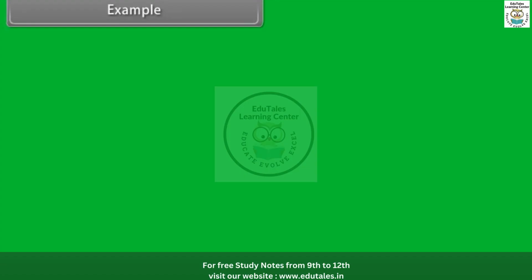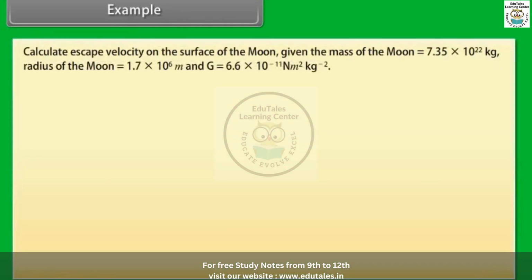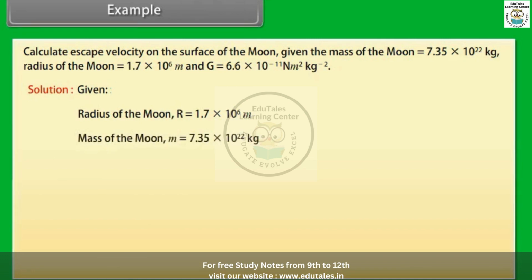Example. Let's take an example of escape velocity. Calculate escape velocity on the surface of the Moon, given the mass of the Moon, radius of the Moon, and value of g. Let's see the solution. Given: radius of the Moon R = 1.7 × 10^6 meter. Mass of the Moon M = 7.35 × 10^22 kilogram.